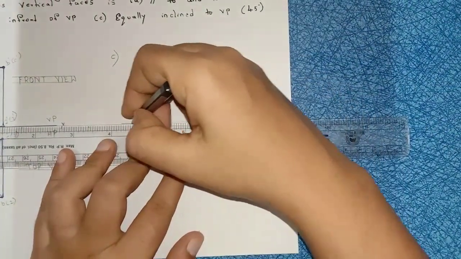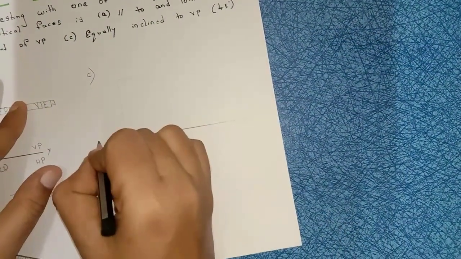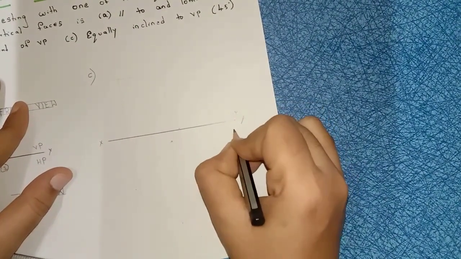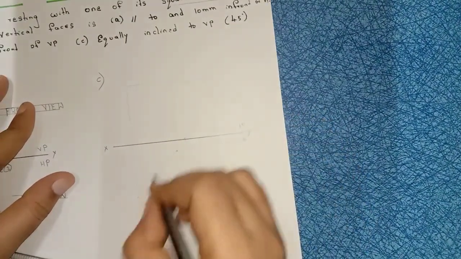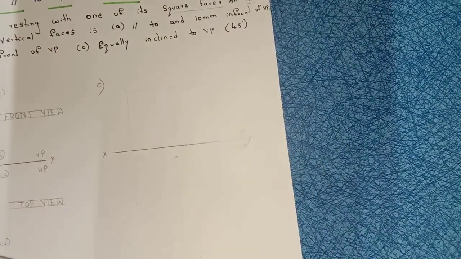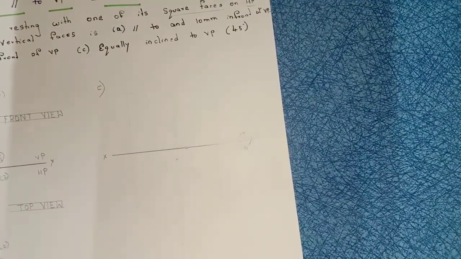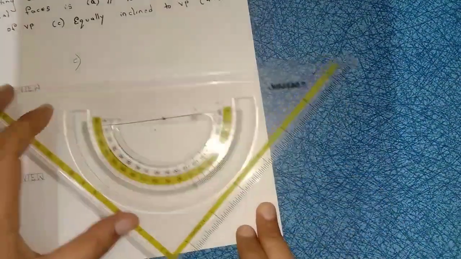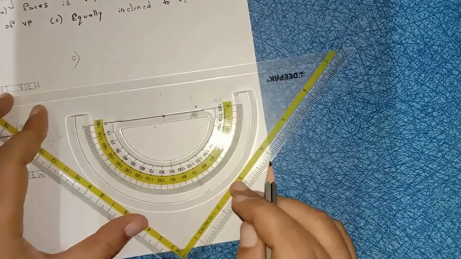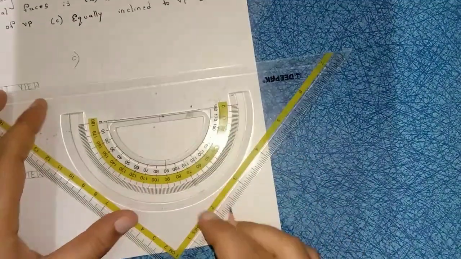Draw a reference line of any length. Name it as XY. This is your vertical plane and this is your horizontal plane. Now I can mark any point on the reference line, right? Equally inclined means angle is 45 degrees. From this point I will mark 45 degrees. Right? I will mark 45 degrees.